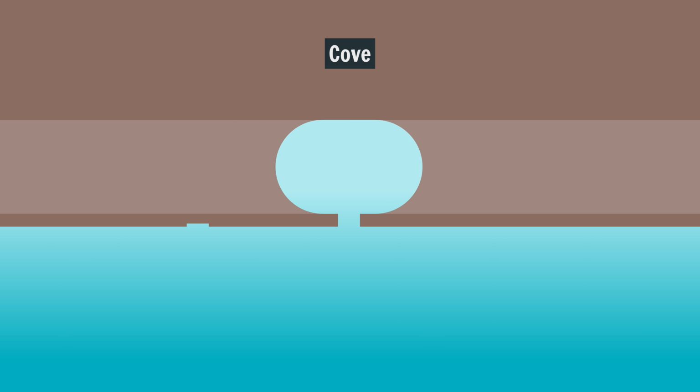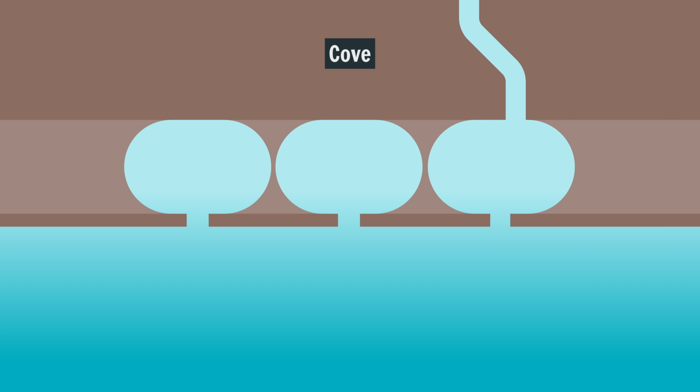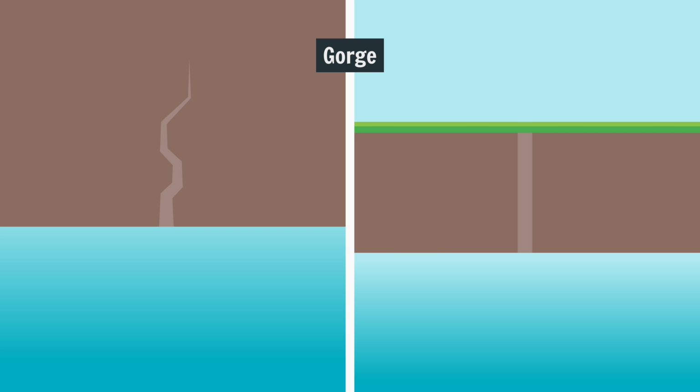A small inlet is cut through the resistant rock and then a wider circular bay is carved out of the less resistant rock. This can be the sea's doing or a river's doing. Multiple coves can form in sequence, sometimes even merging together. Gorges, also known as geos or yawns, occur when a strip of weaker rock running vertically through a cliff is eroded away by wave action.